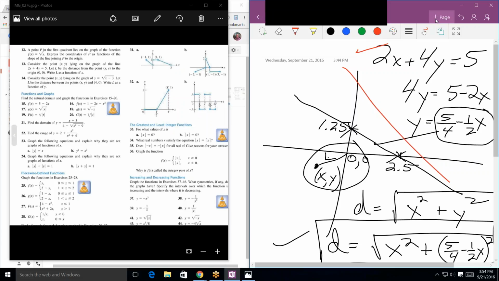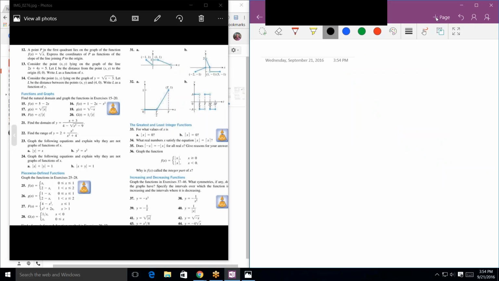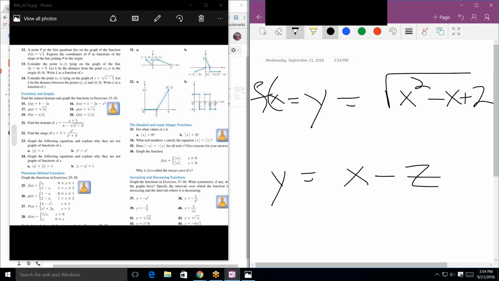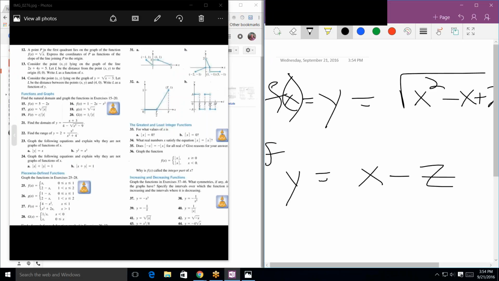This is a concept that, let's just review this quickly. If I say y equals the square root of x squared minus x plus 2, and over here y equals x minus z, this one, I would say that's a function of x, right? x is the only variable on the right side of the equation. So the bottom one, y equals x minus z, would be a function of x comma z.